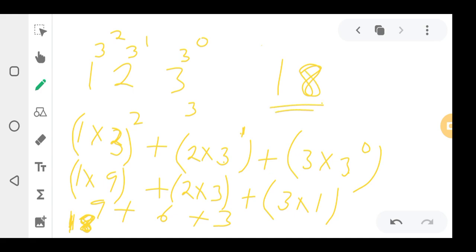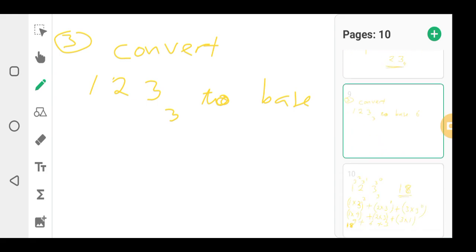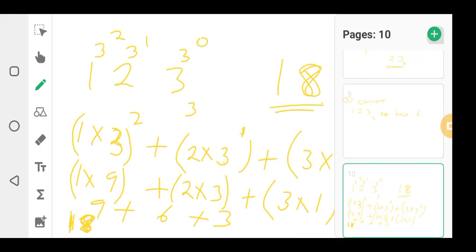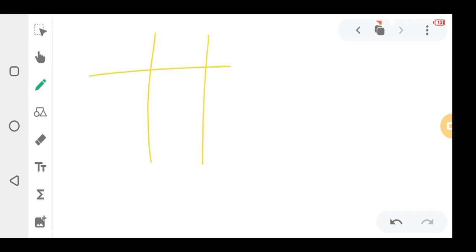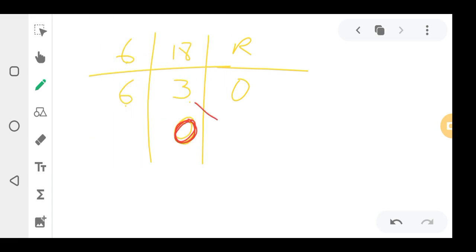Now I'm converting that 18 into base what? The question said convert to base 6. So I divide 18 by 6. 6 into 18 goes 3, remainder 0. And then I put 6 here. 6 into 3 can't, so 0. Once I reach a point where there is 0 here, automatically this one goes this side, so it's going to be 3. And then I pick this, so my answer is 30 base 6.